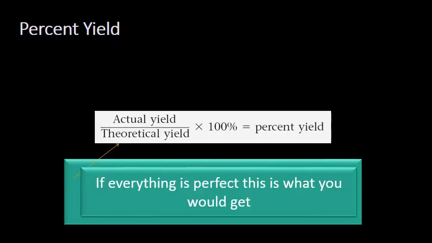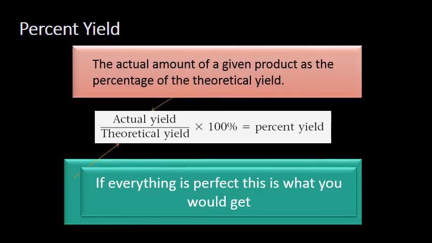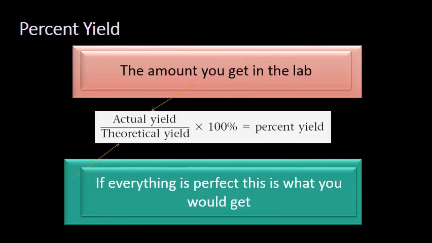But we know lab work's not perfect, right? So the book definition of actual yield is the actual amount of a given product as the percentage of the theoretical yield. Yet that doesn't make a lot of sense either. Well, how about this? This is what you get in the lab. So the theoretical yield is what you should get if your lab skills were rockstar perfect, and nobody's are. The actual yield, well, that's what you really get in the lab.